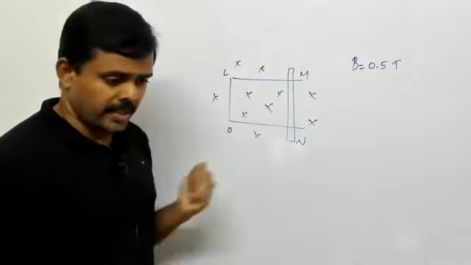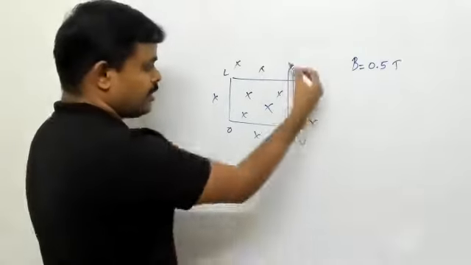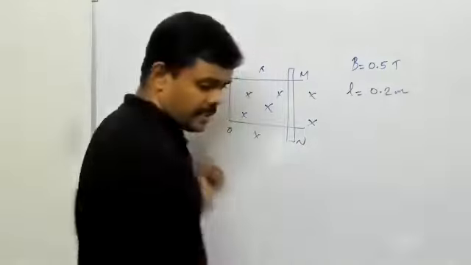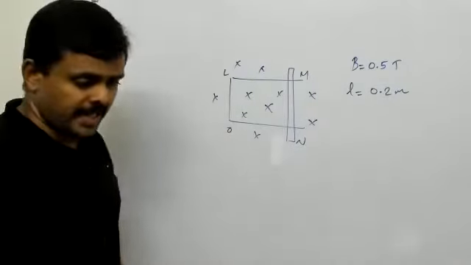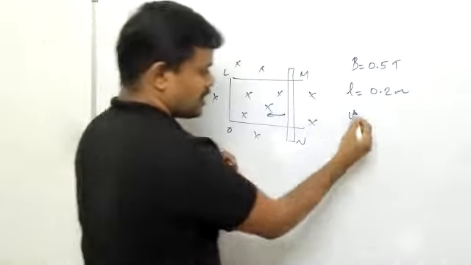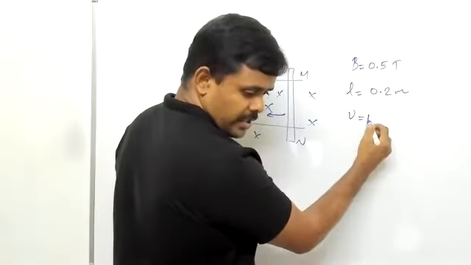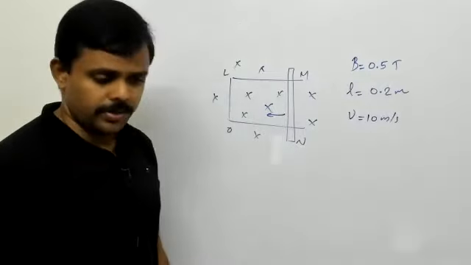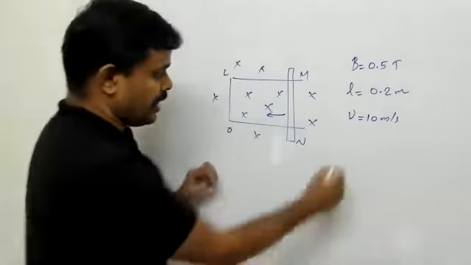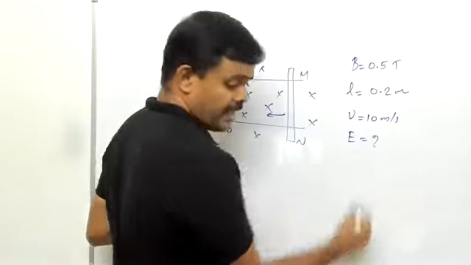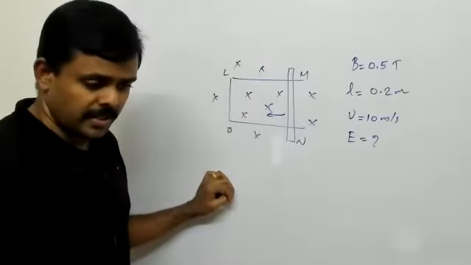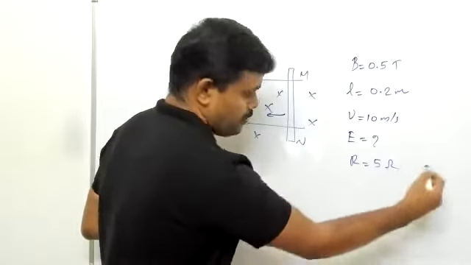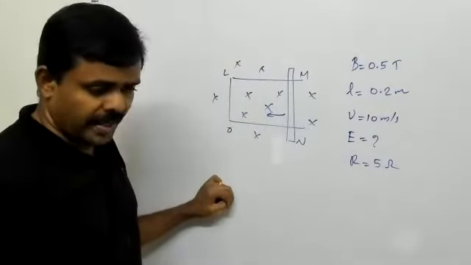When the arm MN of length 20 centimeter, which means it is 0.2 meters, is moved towards left with a velocity of 10 meter per second, calculate the EMF induced in the arm. So you've been asked to find the EMF. Direct question. Given the resistance of the arm to be 5 ohm, you've been asked to find the value of current in the arm.